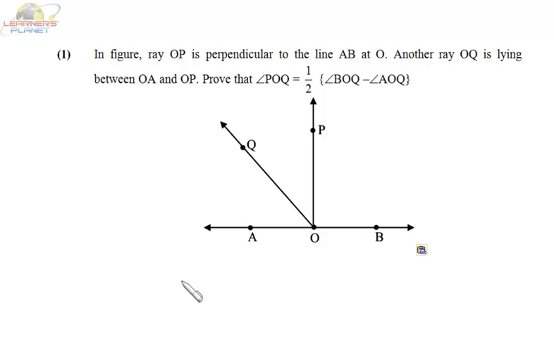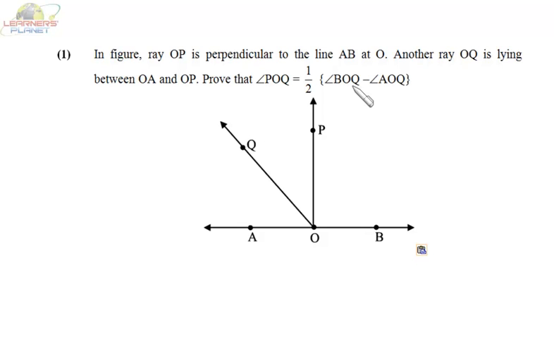Now in this question, ray OP is perpendicular to line AB at O. Another ray OQ is lying between OA and OP, and we have to prove that angle POQ is half of angle BOQ minus angle AOQ.